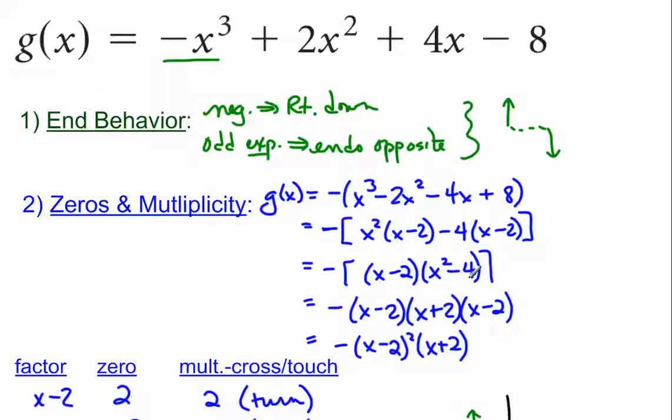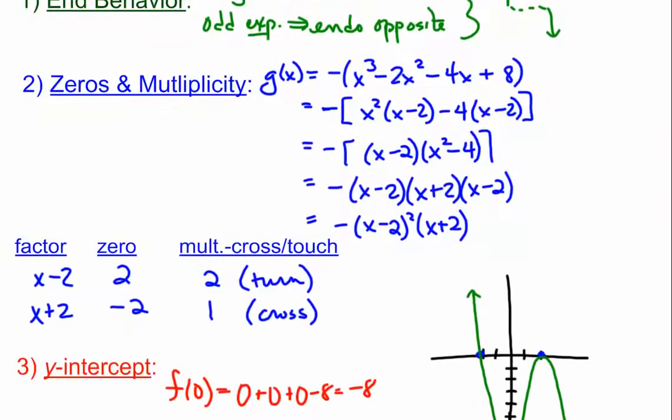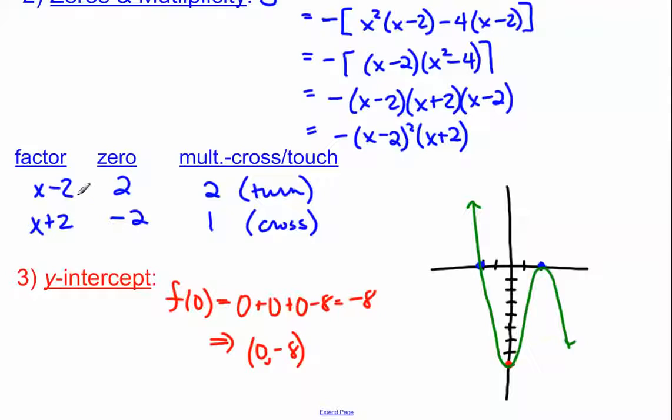But x squared minus 4 is the difference of squares, so we can break that down as x plus 2 and x minus 2. Now remember, before we decide on our zeros, we want to condense any like factors. I've got an x minus 2 here and an x minus 2 here, so let's write it once as a square, and then our x plus 2. Now we're done. Now we can write out our table and get our factors and our zeros.